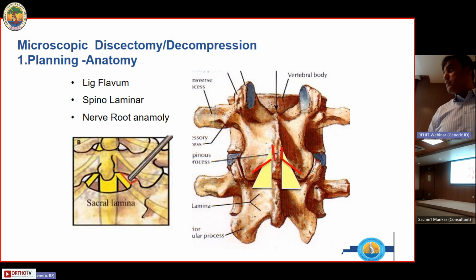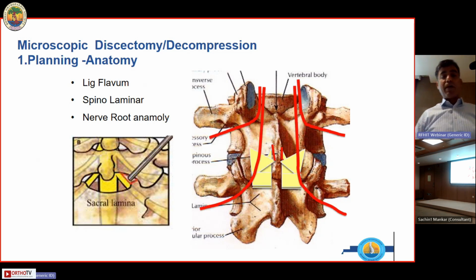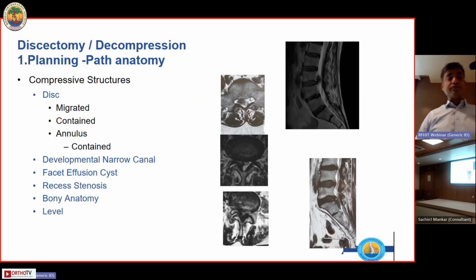So these are just some drawings to represent the spinolaminar line, because this is that one junction that all of us must be aware about. That's the area where your bony resection starts, and that's the amount of bone that you have to remove to reach the offending disc fragment out there. And that's when the traversing nerve root will come into picture there.